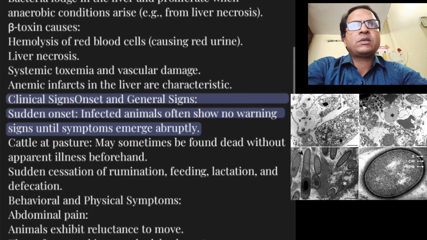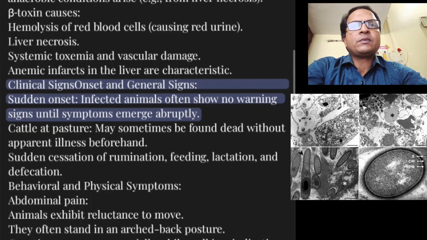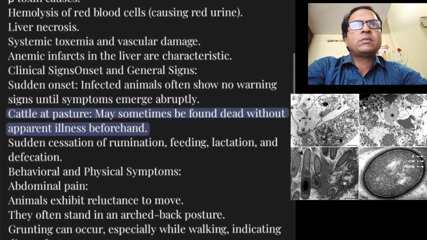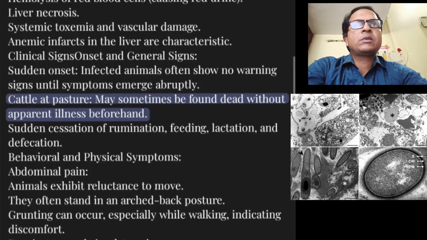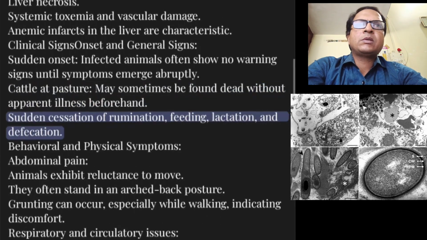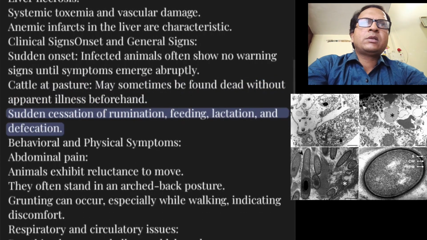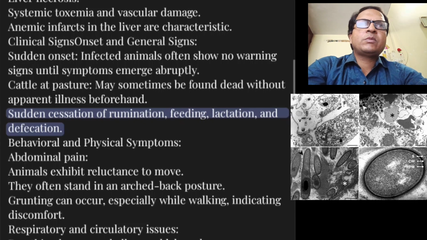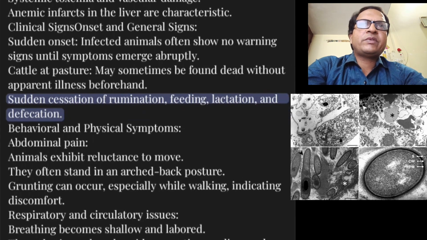Clinical signs: onset and general signs, sudden onset. Infected animals often show no warning signs until symptoms emerge abruptly. Cattle at pasture may sometimes be found dead without apparent illness beforehand. Sudden cessation of rumination, feeding, lactation, and defecation.